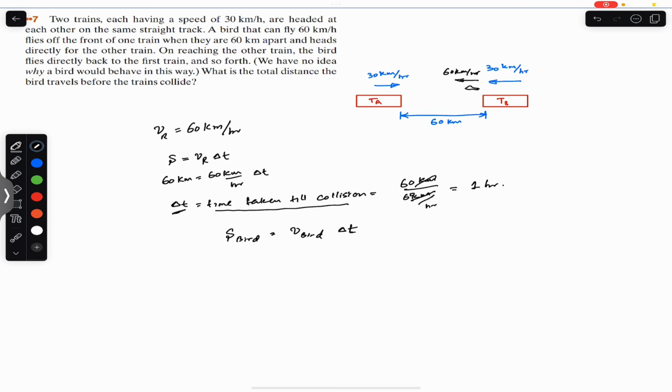So we can say that the velocity of the bird is 60 kilometers per hour and delta t is 1 hour. So the bird will travel 60 kilometers when both the trains collide when they are 60 kilometers apart.